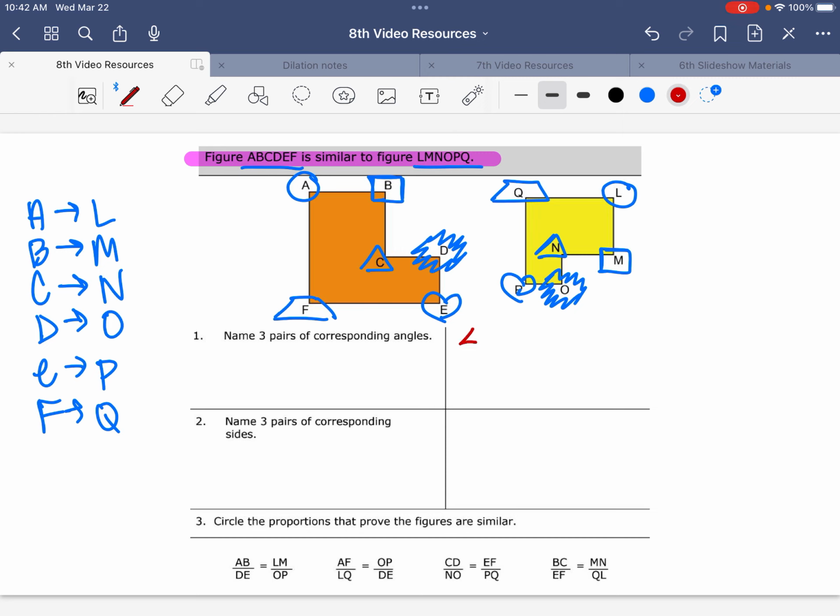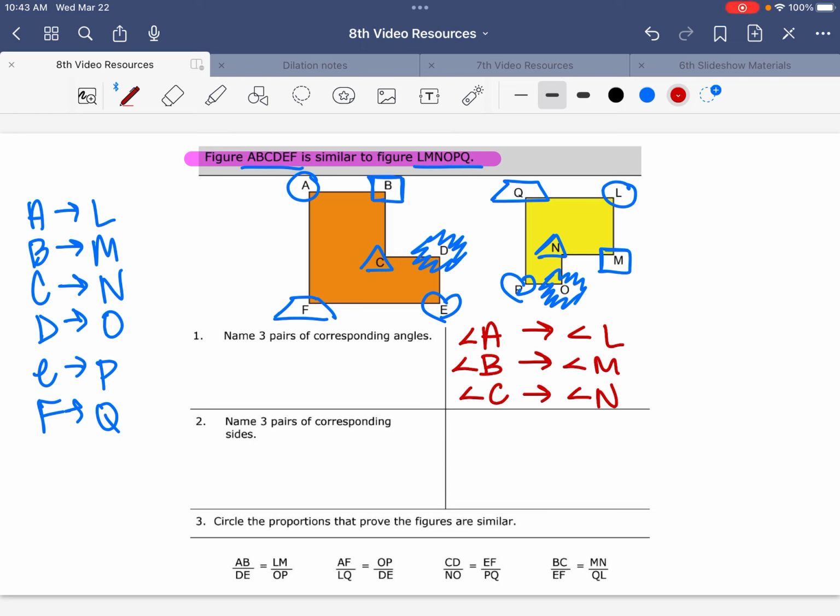So angle A corresponds with angle L. Angle B corresponds with angle M. And angle C corresponds with angle N. I would recommend that you pause this right now and write the remainder of the corresponding angles. All right, guys. So we know that angle D goes with angle O, angle E goes with angle P, and angle F goes with angle Q.